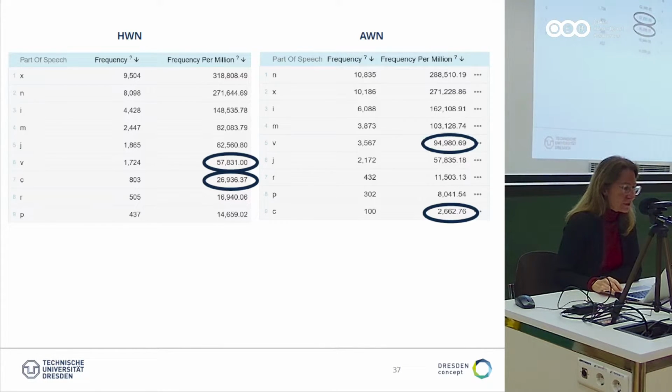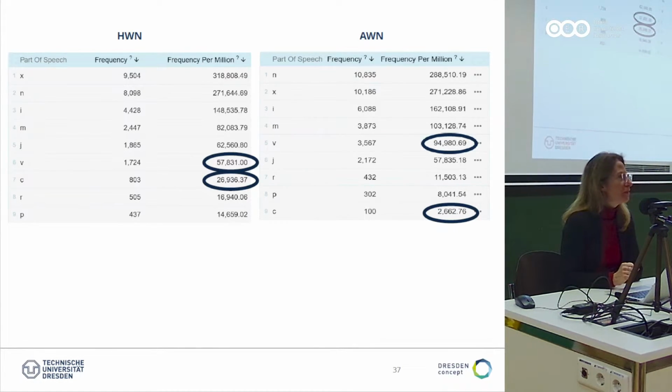Another very important difference: verbs are a lexical category, but there is also a very important difference in the usage of conjunctions, a grammatical category. And here we have the reverse pattern, in the sense that conjunctions are much more frequent in the human written texts. We have roughly 27,000, and they are 10 times less frequent in the automated texts. So again, a pretty important difference.